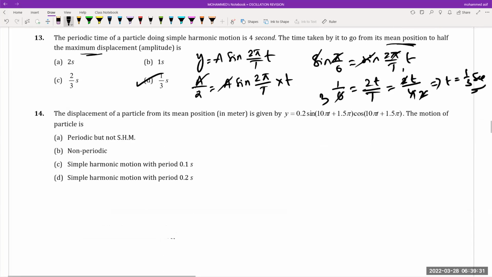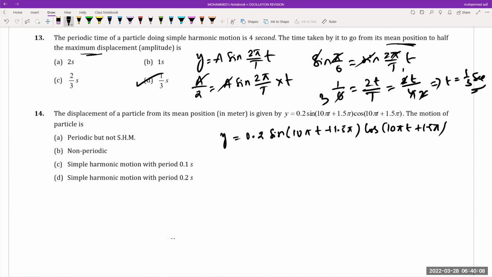The displacement of a particle from its mean position is given by y equals 0.2 sine 10 pi t plus 1.5 pi, cos 10 pi t plus 1.5 pi. The motion of the particle is what? For any particle to undergo SHM, it needs to obey y equals a into sine omega t. Now the equation I have is y equals 0.2 into sine of (10 pi t plus 1.5 pi) and cos of (10 pi t plus 1.5 pi). Simplify this.